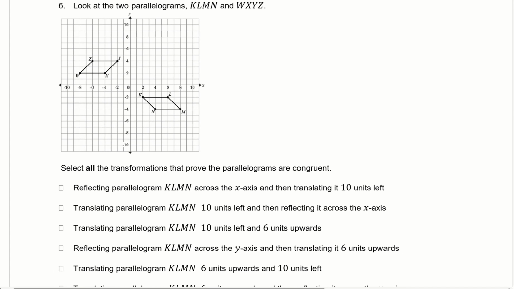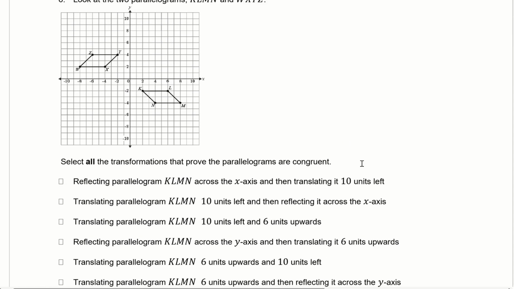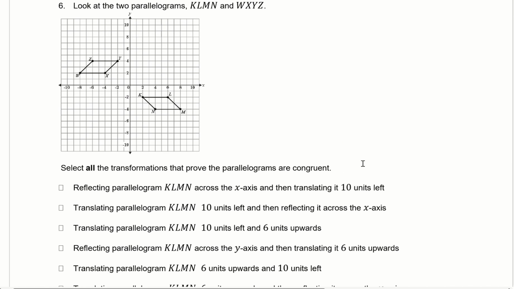So let's look at number 6. It says look at the two parallelograms KLMN and WXYZ. Select all the transformations that prove the parallelograms are congruent. All right, so we got reflection, then we got translation. Remember reflection across the x-axis. The rule is reflection over the x-axis, that's (x, y) maps to (x, negative y).